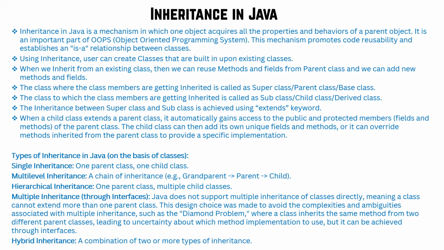A real-time example: suppose you are a parent and you have a child. By default, when a relationship called parent-child, or is-a relationship, is established, then automatically the child can access all the parent's properties, but not vice versa. The parent cannot access child properties.